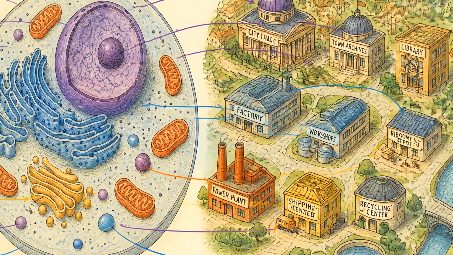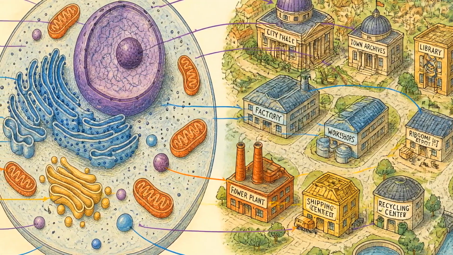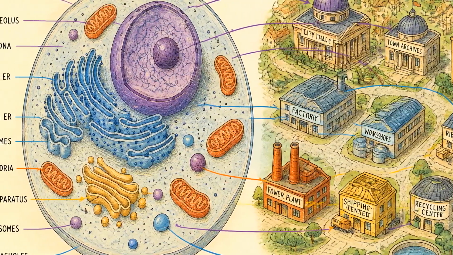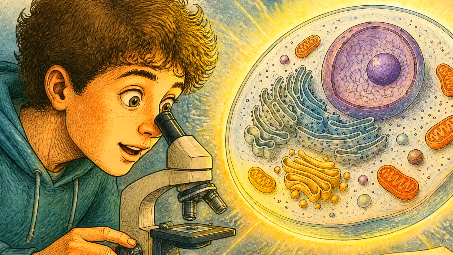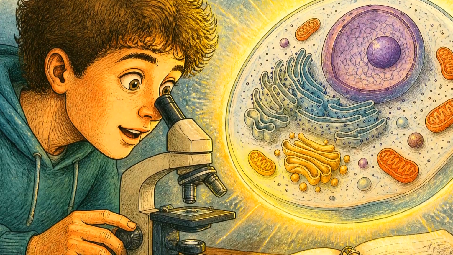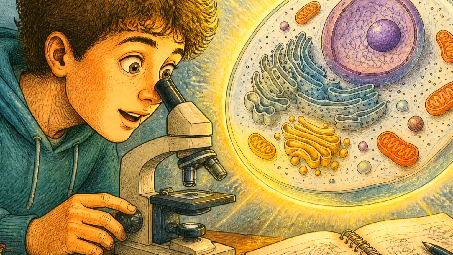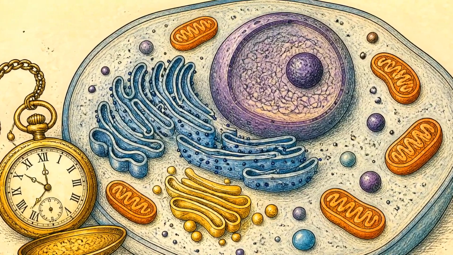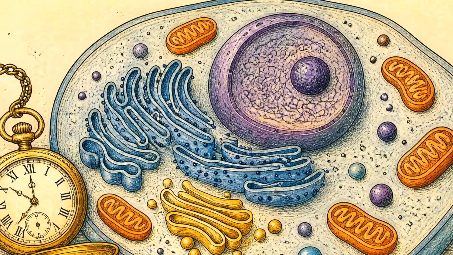By the end of this video, you'll understand the different parts of a cell, what each one does, and why scientists often compare a single cell to an entire city. Once you see how all the pieces fit together, I promise you'll never look at biology the same way again. This is the cell structure explained in under 10 minutes by the 10-Minute Mentor.